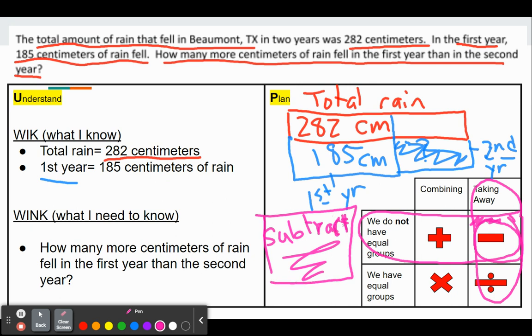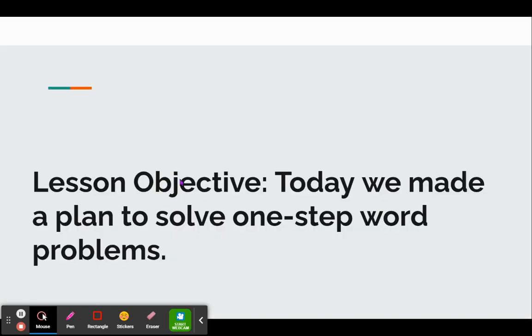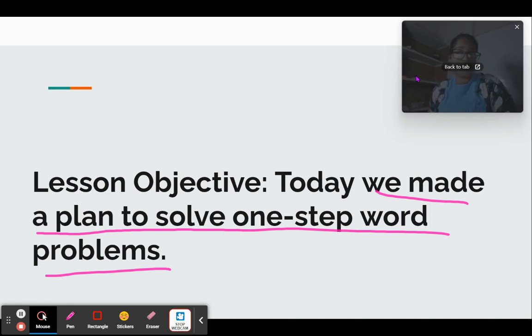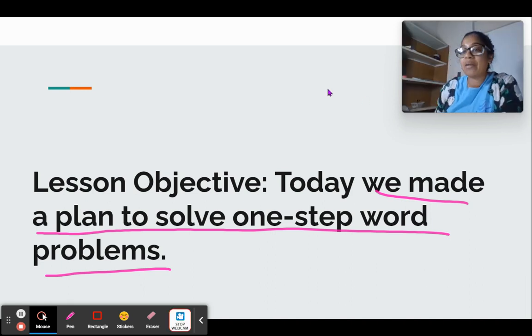All right, let's go over our lesson objective for today. Our lesson objective for today was that we made a plan to solve a one-step word problem. We're going to go into how to solve it in a later video. I hope this was helpful for figuring out how to make a plan to solve a one-step problem.